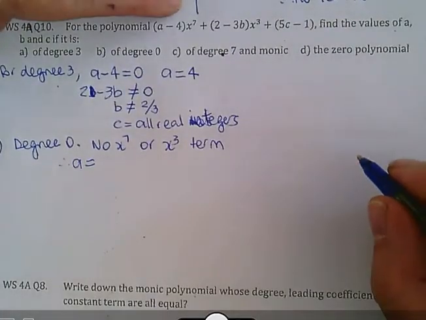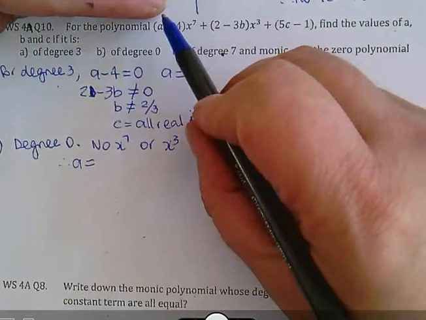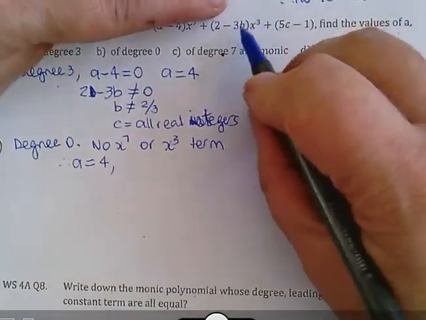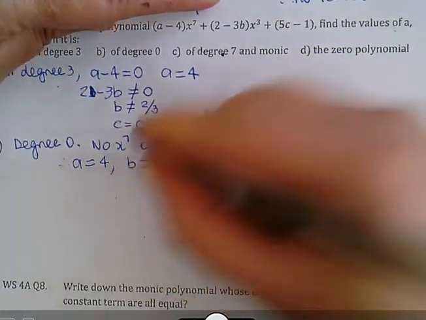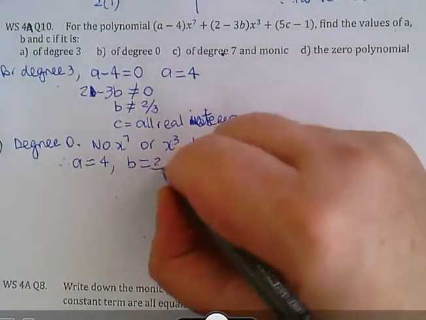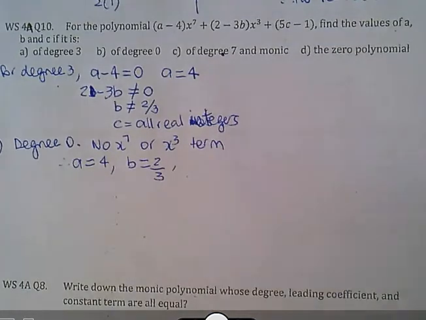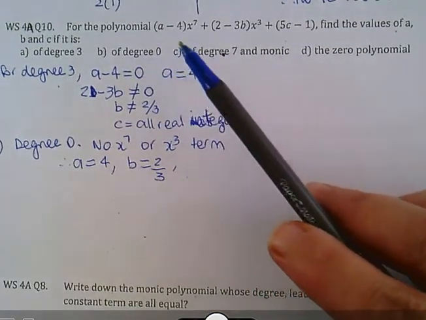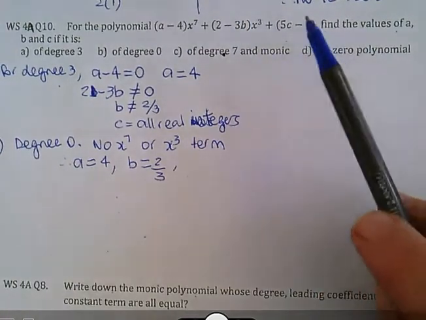If you want no x to the power of 7 term, tell me what A's got to be. 4. If you want the x cubed term to be 0, tell me what B has to be. It has to be 2/3. But I just want degree 0. I don't want the 0 polynomial. I still need to have a constant term.